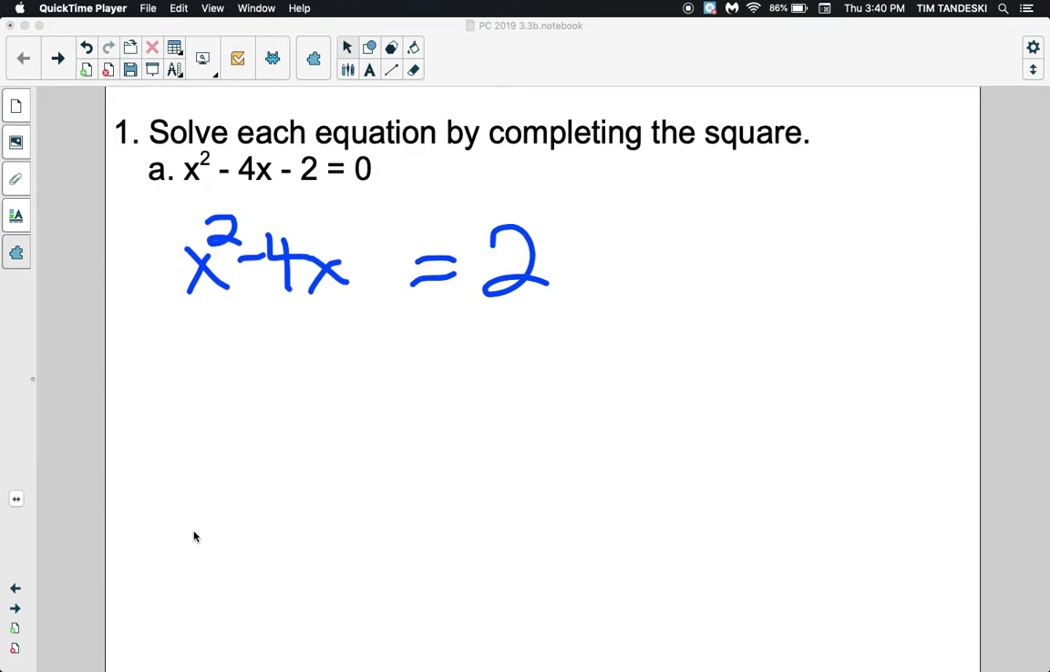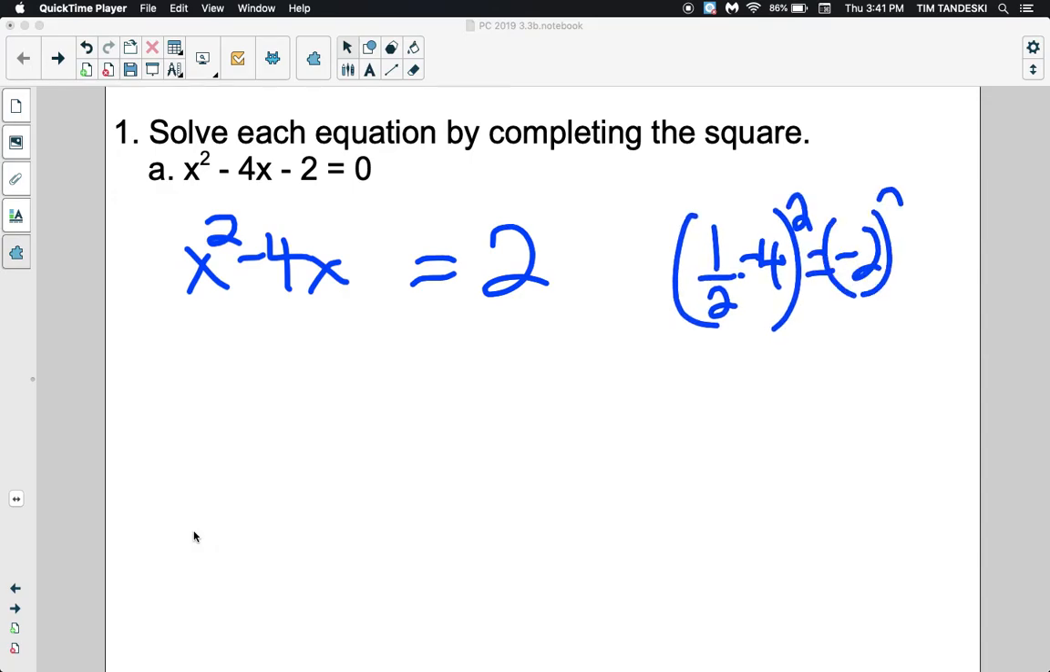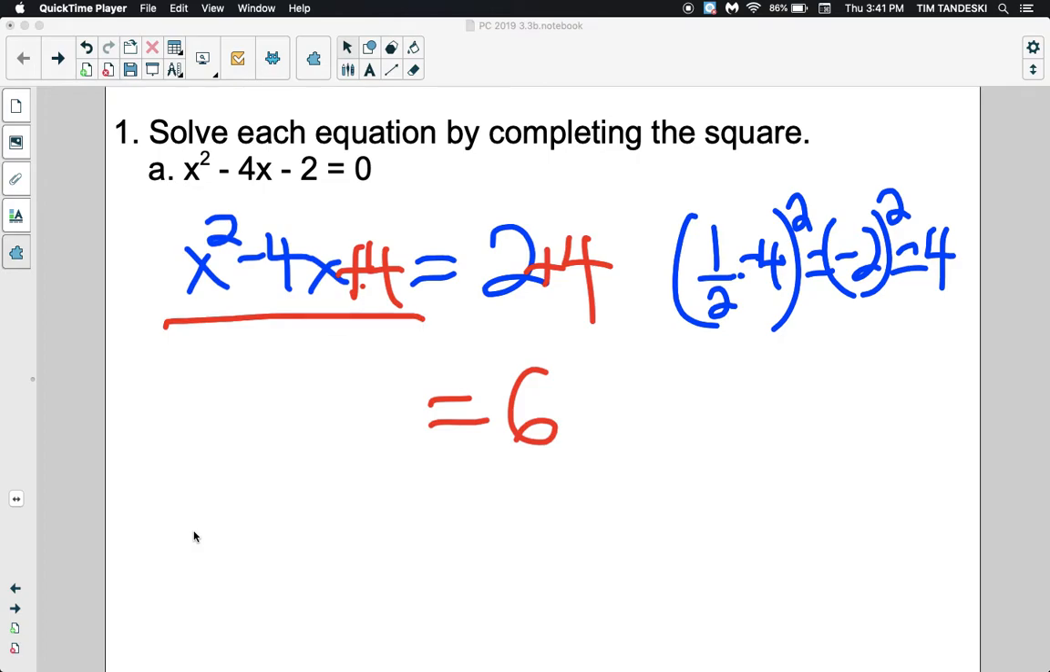And now we want to complete the square. So once again, we're going to want to take 1/2 of negative 4 and square that. So that's going to be negative 2 to the second power, so that's going to be 4. So I'm going to add 4 to both sides of this equation. And now recall that the reason we complete the square is so we can factor this into x minus 2, the quantity squared equals 6.